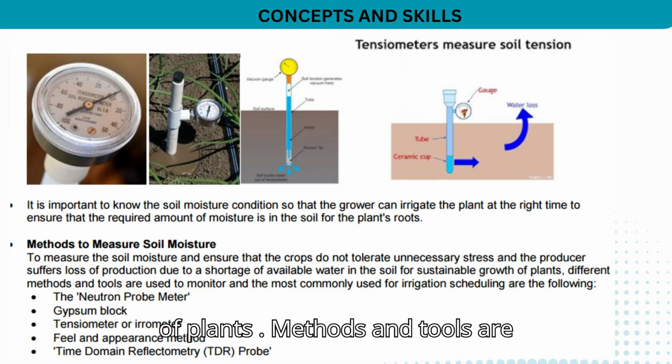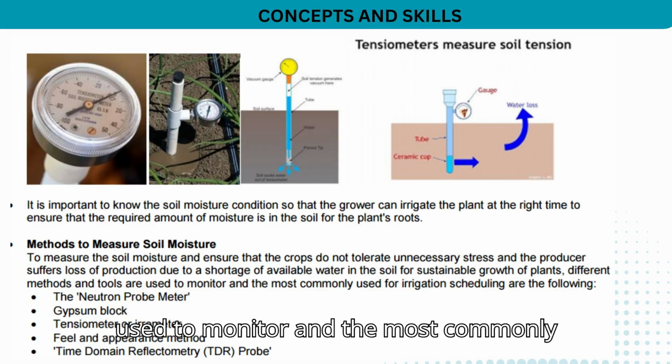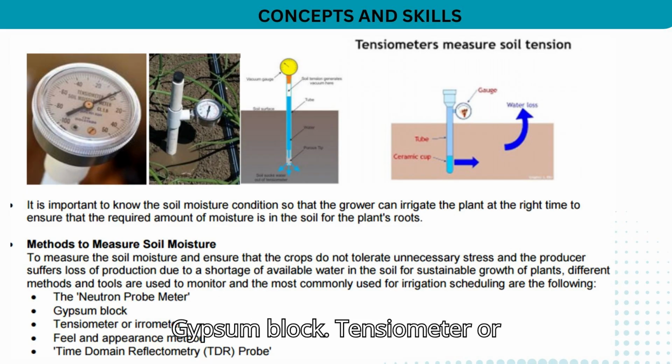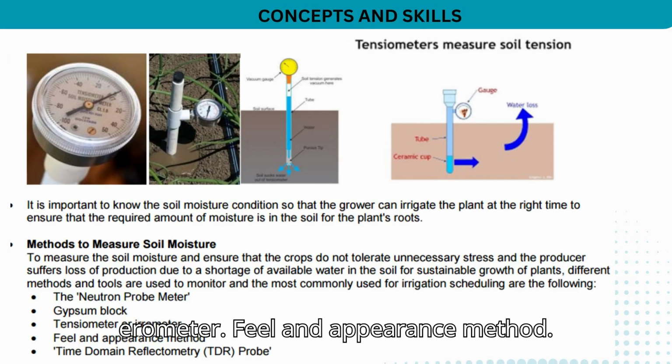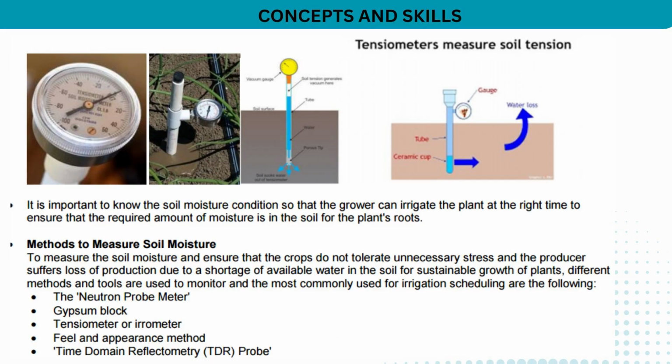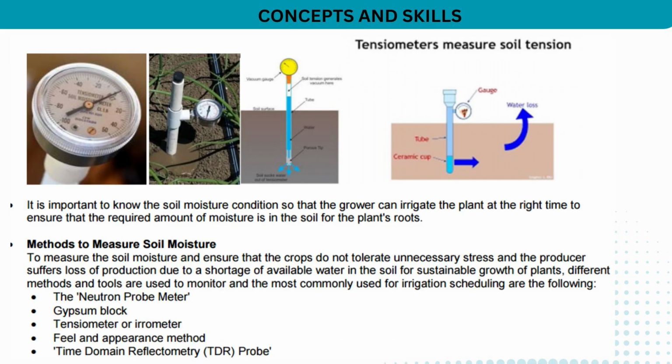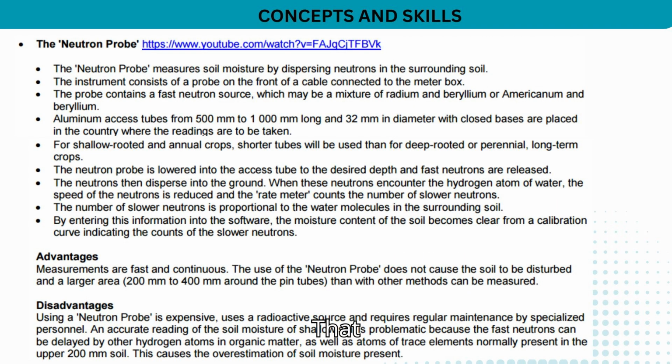Different methods and tools are used to monitor, and the most commonly used for irrigation scheduling are the following: the neutron probe meter, gypsum block, tensiometer or aerometer, feel and appearance method, time domain reflectometry (TDR) probe. The neutron probe.